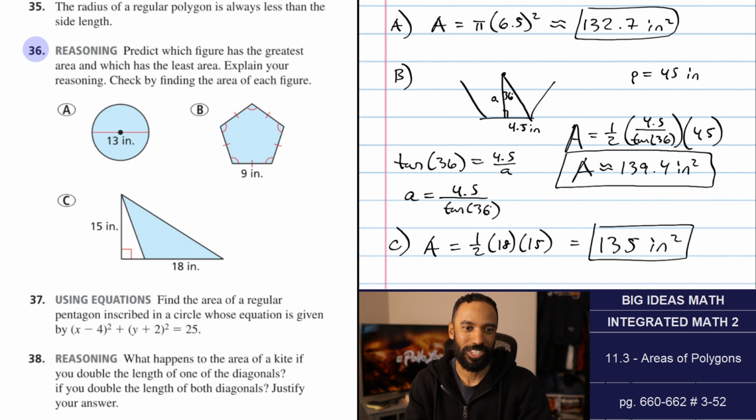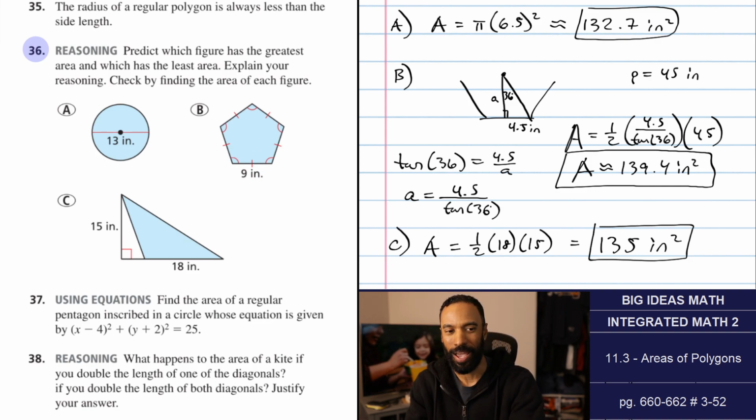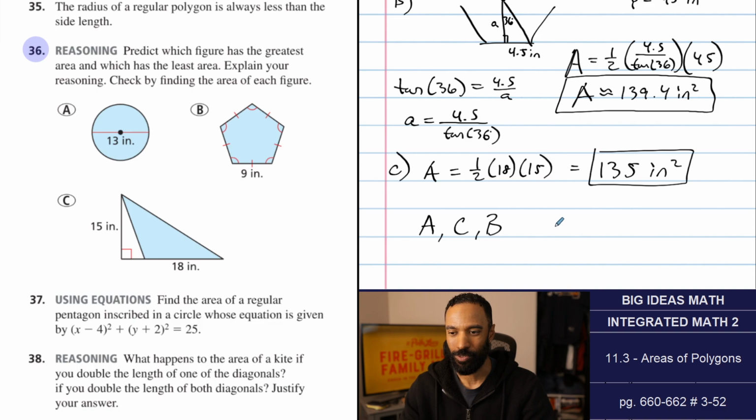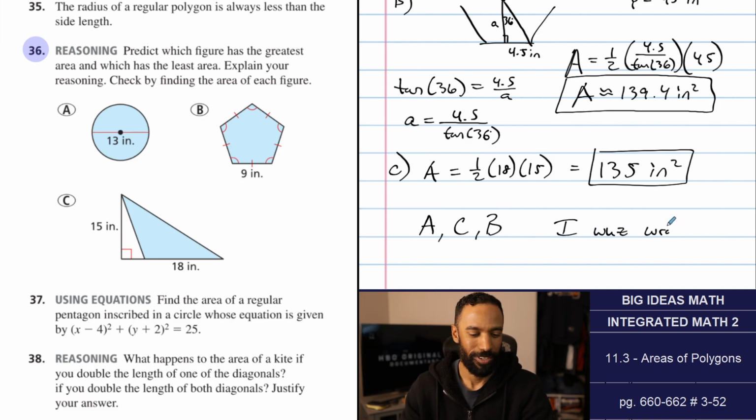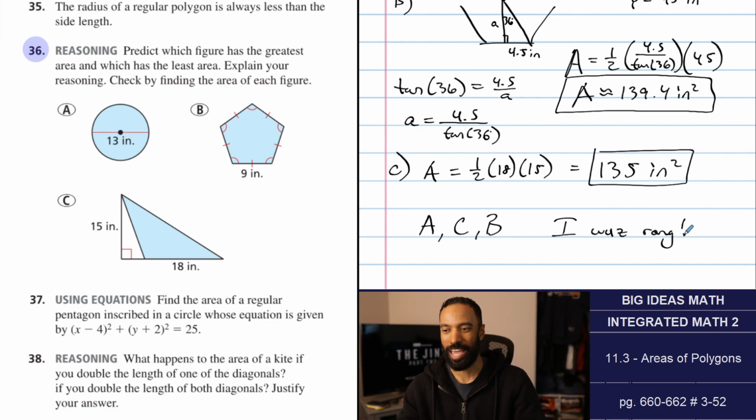Darn. So I was wrong. B had more than C. I know C looks bigger, but man, there's a lot cut out right there that this kind of fills out in a centrally kind of way. I did have pause with that, and I didn't realize these would be so close. So the order is actually from least to greatest, A, C, B. I was wrong. I was close. I had A as the least.